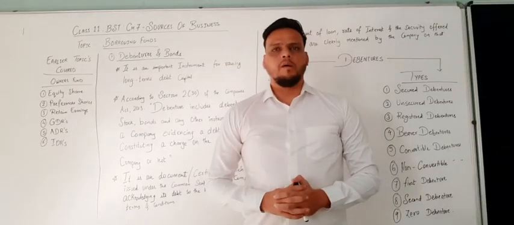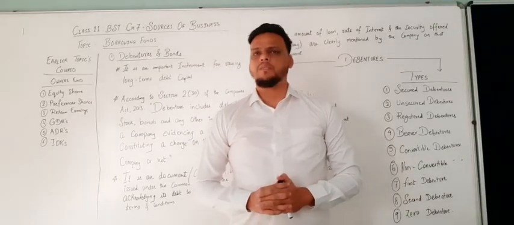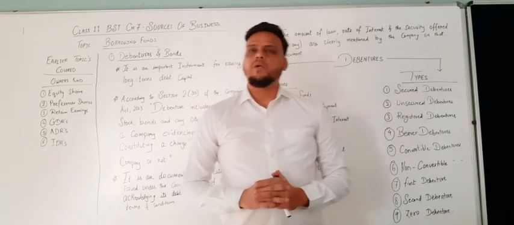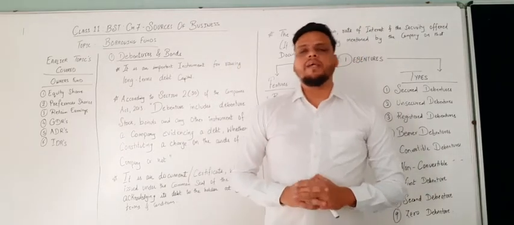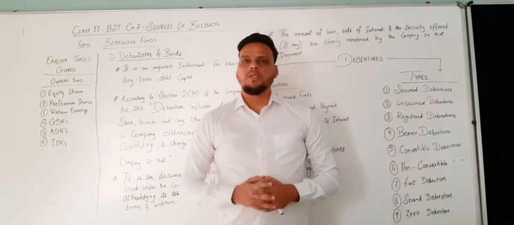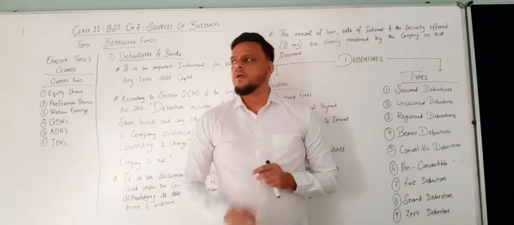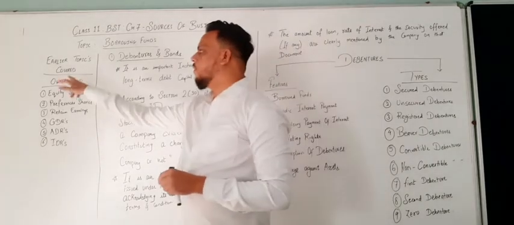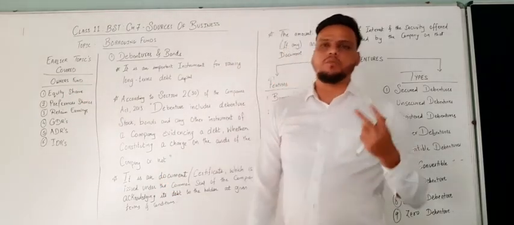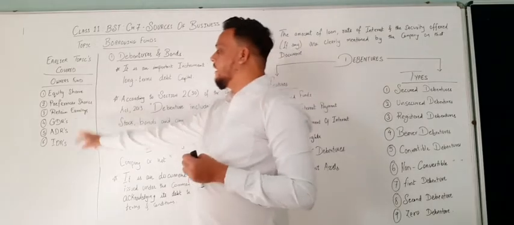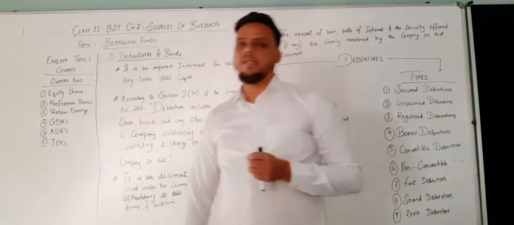Good morning students, welcome back to the class 11 subject business studies, and we are going with chapter number 7, sources of business finance. In that we have covered the topics of business finance, then we have gone with the earlier topic, owners' fund. In owners' fund we have studied about equity shares, preference shares, retained earnings, then GDRs, ADRs and IDRs.